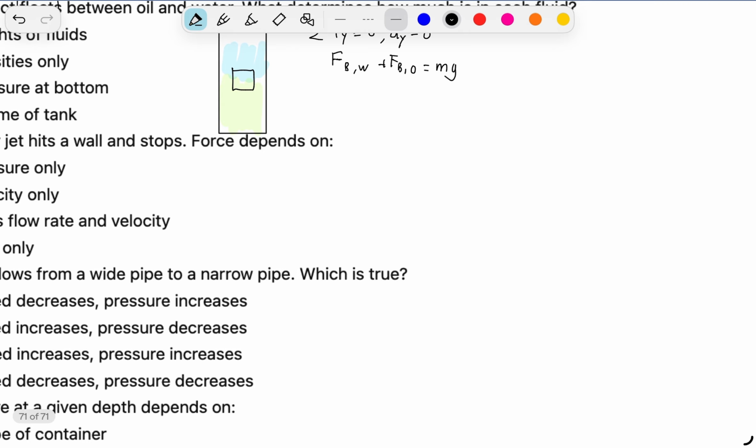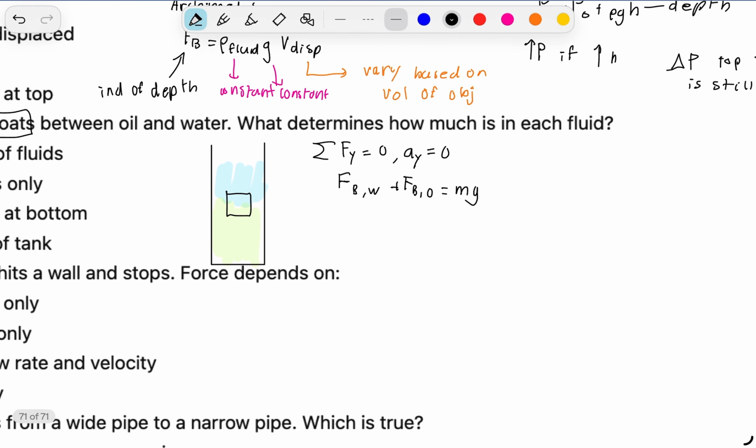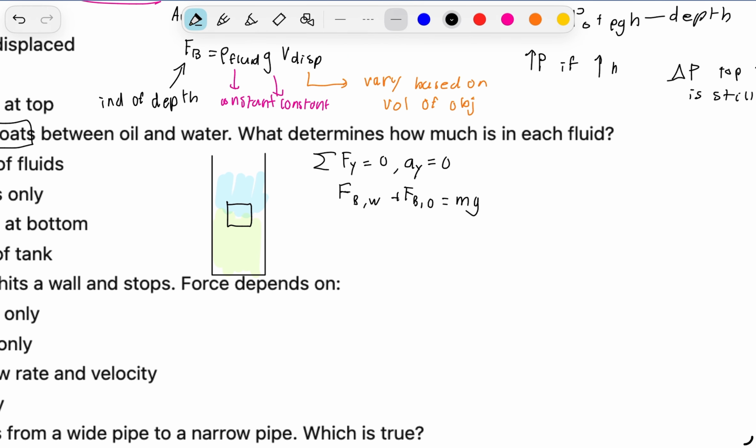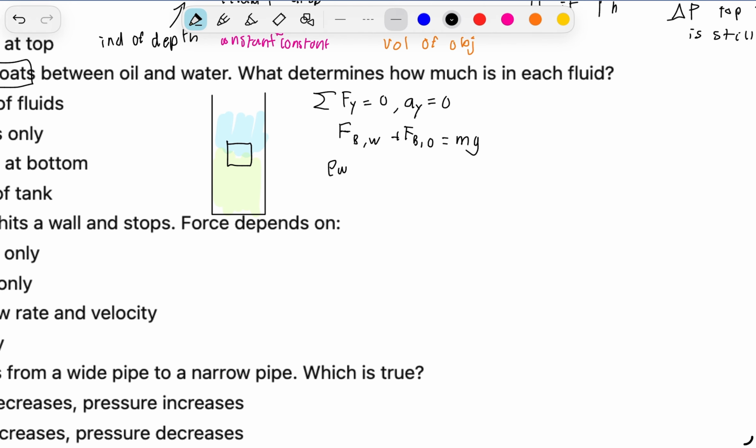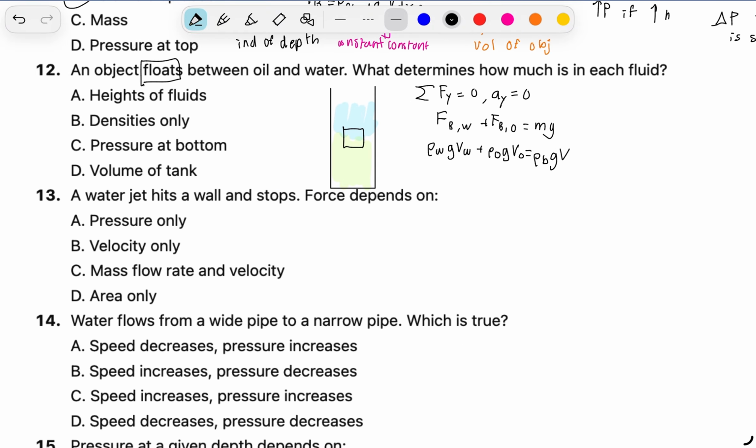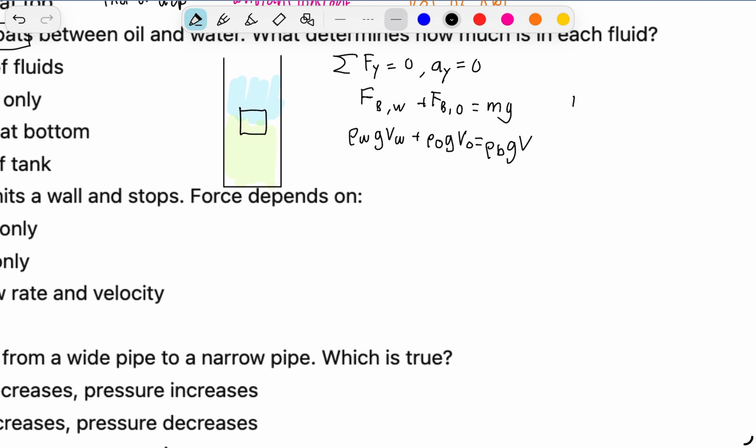Now, all you're going to do is substitute in your Archimedes principle. Your FB is equal to the density of the fluid times G times the volume displaced, for the buoyant force of the water and the buoyant force of the oil. So that's going to be density of the water, G, V of the water, plus density of the oil, G, V oil. And this is going to be equal to the density of the block, G, V of the block. Now, we can see that each term has a G, right? So you can cancel this out, and we're left with this.